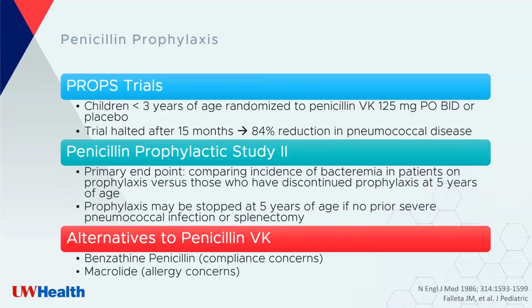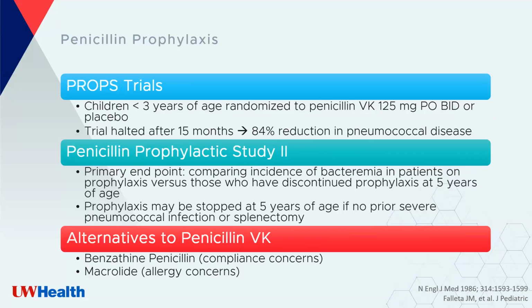Starting off with penicillin prophylaxis, we have here the PROPS trial, which is a trial where children under 3 years of age were randomized into two groups, either a penicillin PenVK group, 125 milligrams by mouth twice a day, or a placebo. And in the conduct of this PROPS trial, it was halted after 15 months as there was a significant reduction at 84%. It was an 84% reduction in pneumococcal disease in this patient population, which was enough to deem that penicillin prophylaxis was effective in this regard.